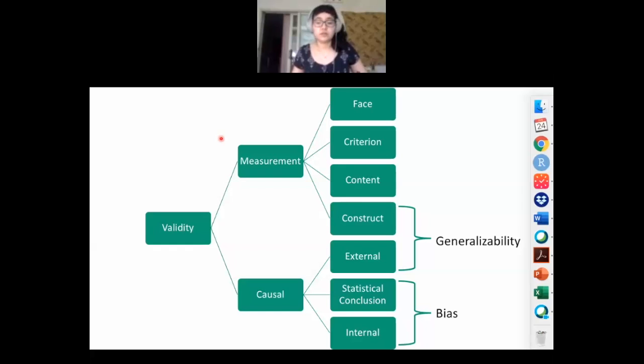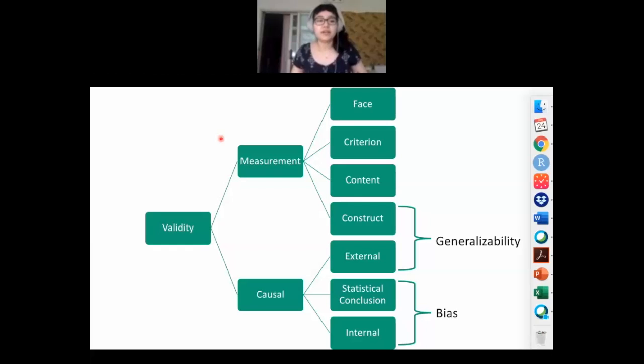So face validity really just has to do with whether or not the mental images of your question that respondents get are getting at what you're actually trying to measure.